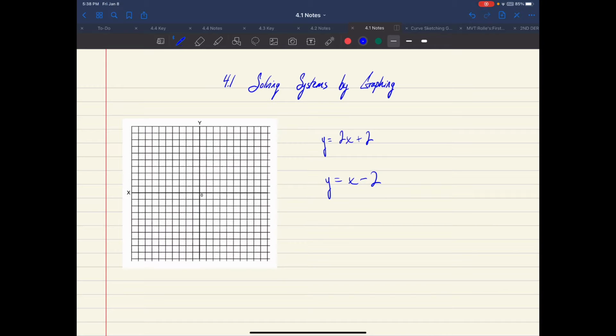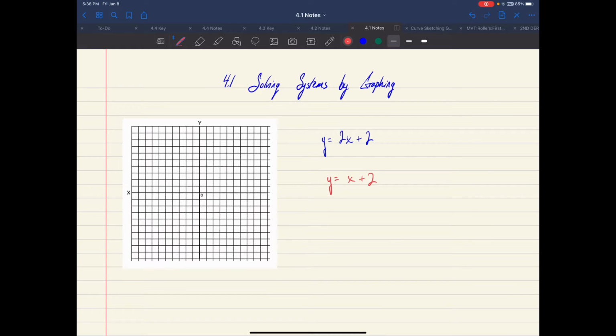So solving these by graphing is really not much different than what we've done before. We're just going to graph each of these. I'm going to rewrite that in red actually. So y equals x plus 2. I'm going to graph both of these lines and then talk about solving them afterwards.